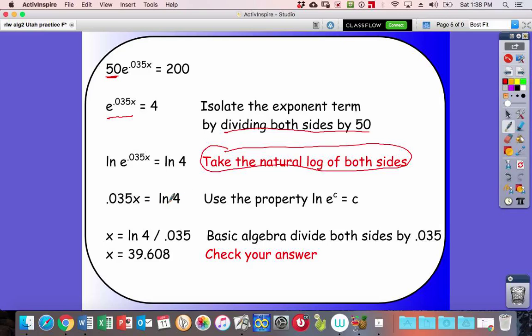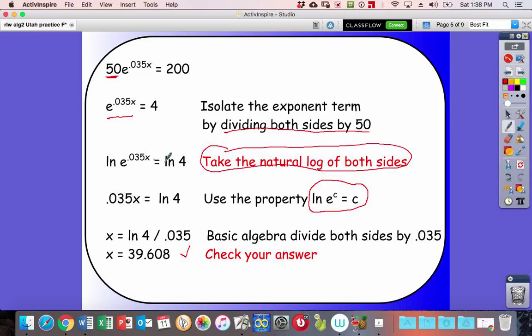So if I take the natural log of both sides, I can figure out what the natural log of 4 is. I can put that in my calculator. And I'm going to use this property that we had: if you have the natural log of e to the c, it's equal to c. So now I can get rid of that natural log of e, and I'm left with this. Then all I have to do is say x is equal to the natural log of 4 divided by 0.035. You can put it in your calculator, and there's your answer.